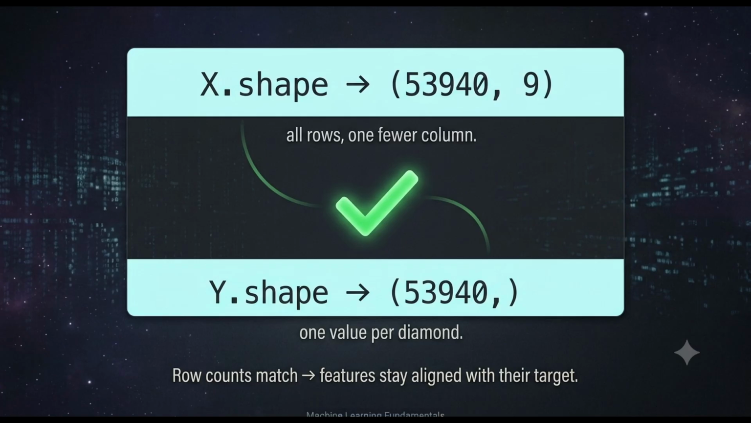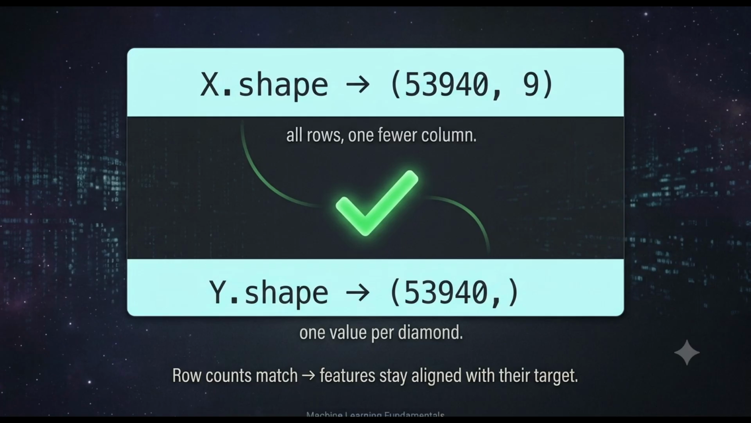And once again, check the shapes. The feature matrix X comes back with the same number of rows as before, but one fewer column because we removed price. The target Y comes back as a single column, just the prices, one per diamond. When those row counts line up, you know every diamond's features are still matched to the correct price, and that alignment is something you never want to break.